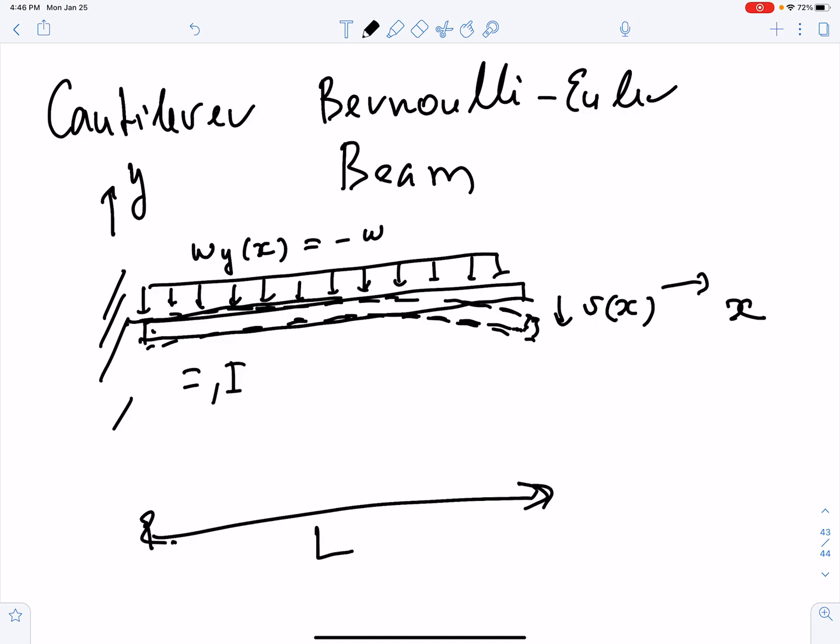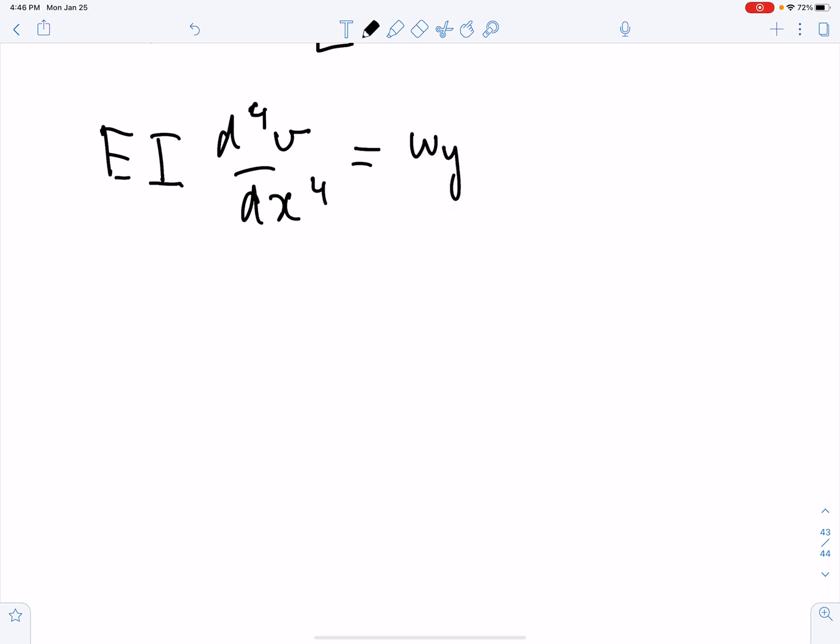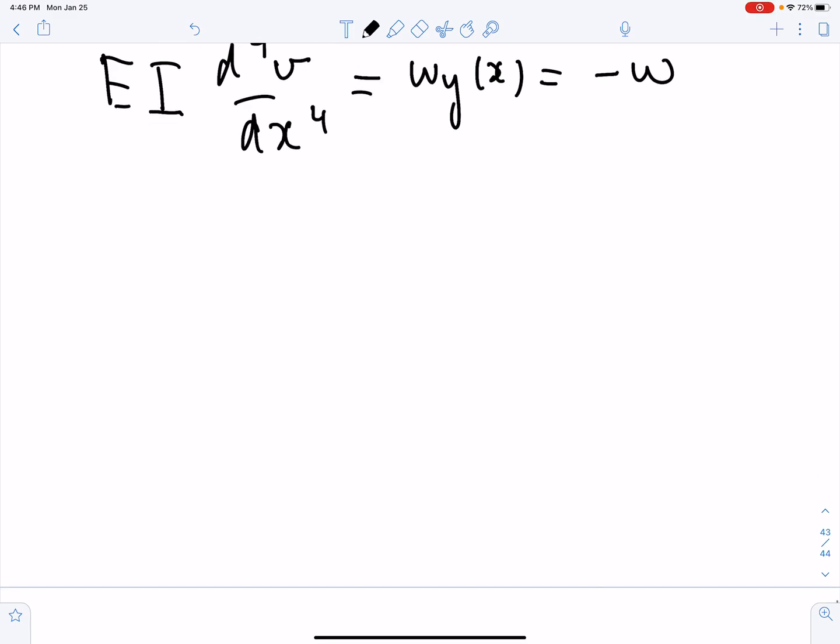Good. All right, so the differential equation is E I d to the fourth v/dx to the fourth equals w_y of x, in our case just equals minus w. Okay, next, boundary conditions.